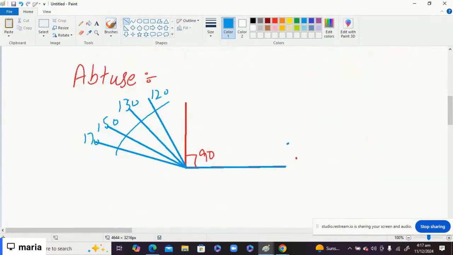And one more angle, that is a straight line angle. Straight line angle is always 180 degree. Only two angles are difficult to memorize. The first one is the acute, then obtuse. Acute is smaller, obtuse is greater than 90 degree.